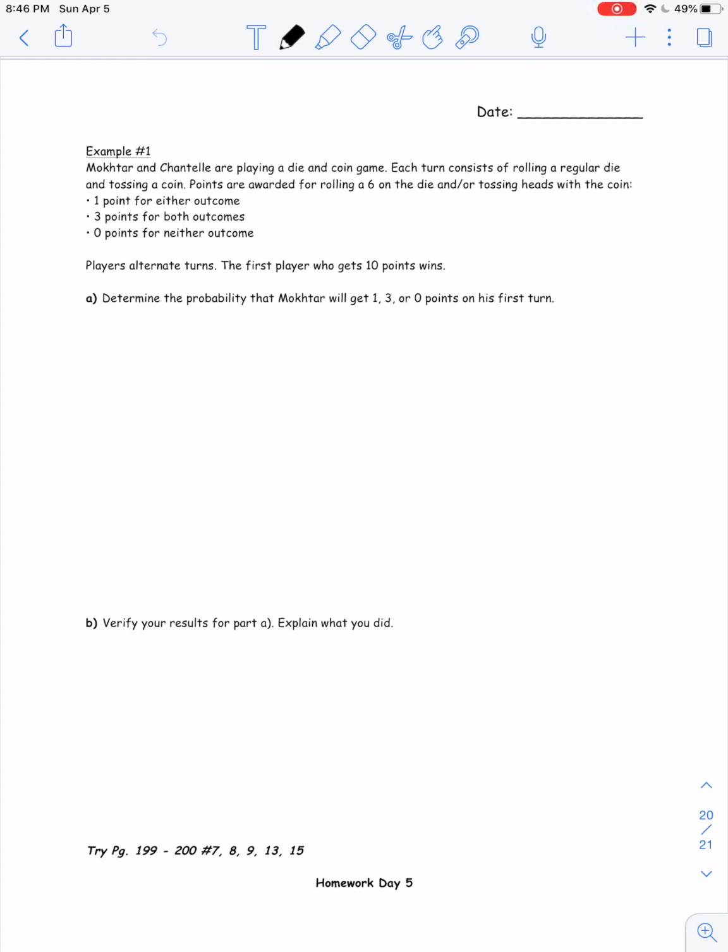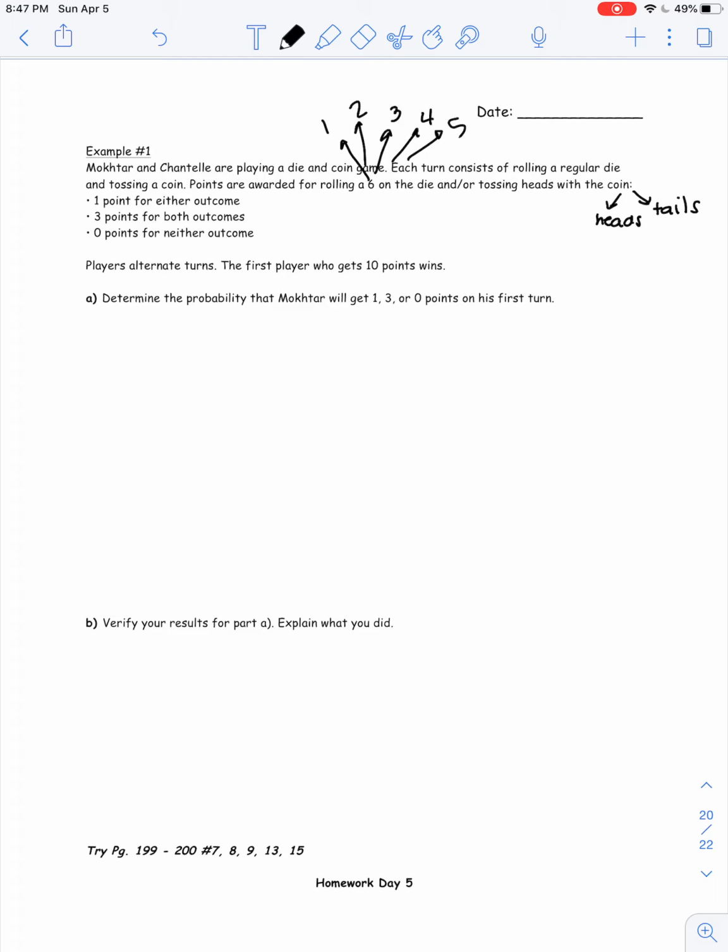Okay, so for example number 1, Mokhtar and Chantel are playing a die and coin game. Each turn consists of rolling a regular die and tossing a coin. Points are awarded for rolling a 6 on a die and/or tossing heads with the coin. So when you toss a coin, you can either get a heads or tails. So those are the different outcomes. And then when you roll a die, you can get the numbers 1, 2, 3, 4, 5, and 6.